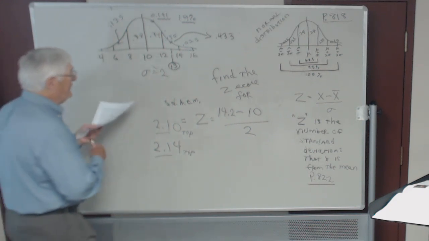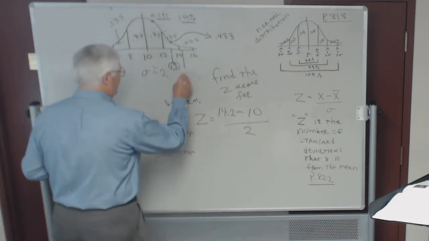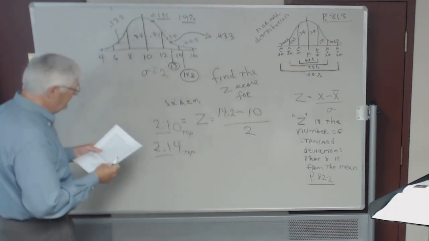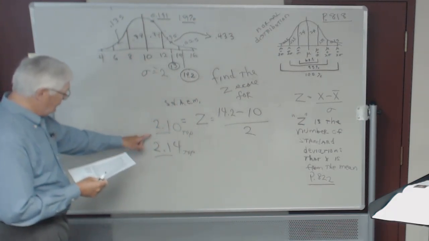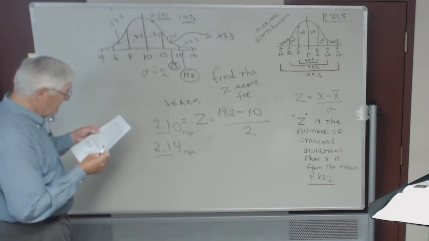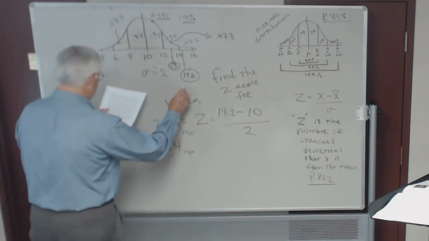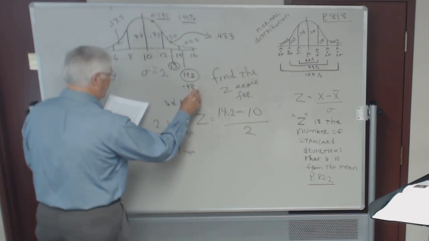So for 14.2, which would be about right here, wouldn't it? The z-score is 2.1, which comes out to be 0.482.